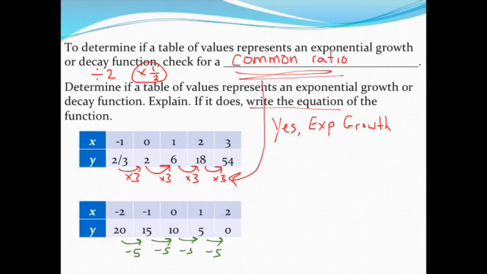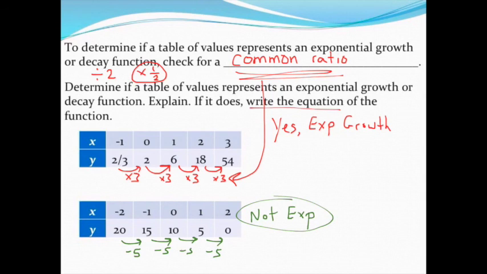Even though I find a pattern, that's not a common ratio. A common ratio needs to be a number that you're multiplying or dividing by. So this is not going to be exponential. In fact, it's just linear. There's the same number I'm adding or subtracting each time. So this one's not exponential.